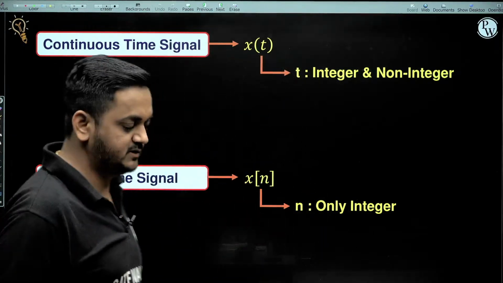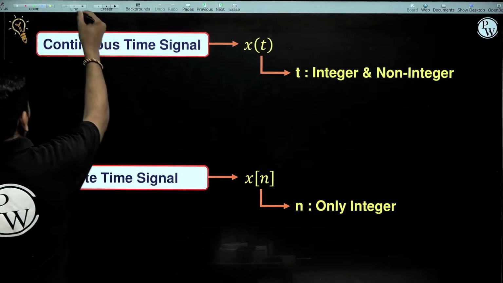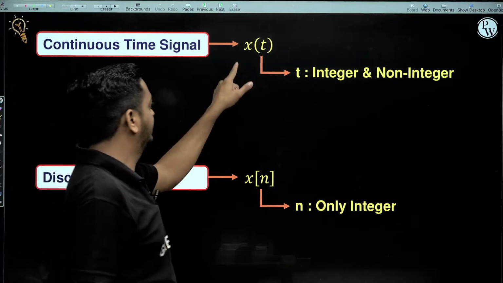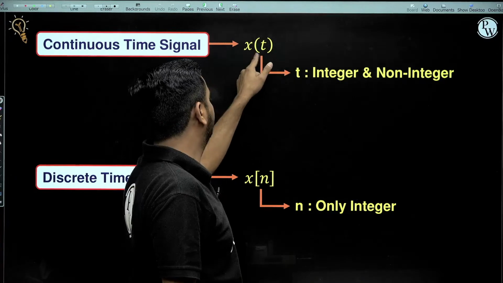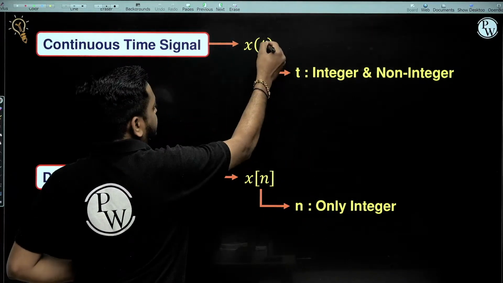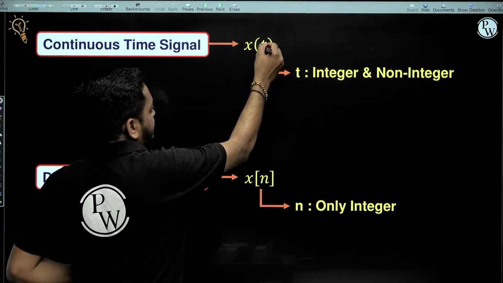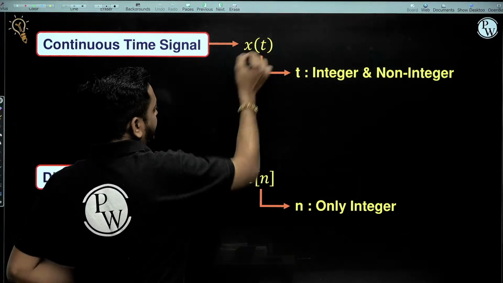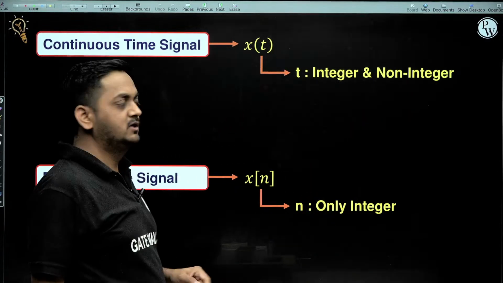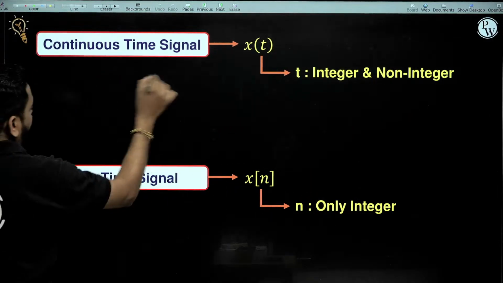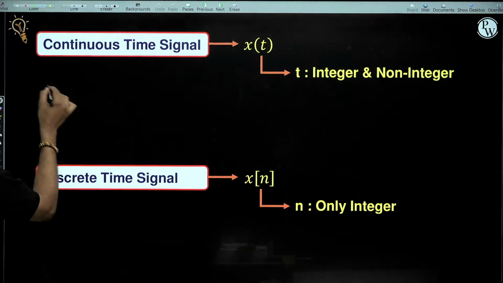Okay, see here, now continuous time signal. As I told you guys, this is the mathematical representation of the signal. X is a signal, and here t, in bracket, we are writing, is the independent variable. This t independent variable can be an integer or a non-integer. So in a continuous time signal, signal amplitude exists or is defined for any instant of time.